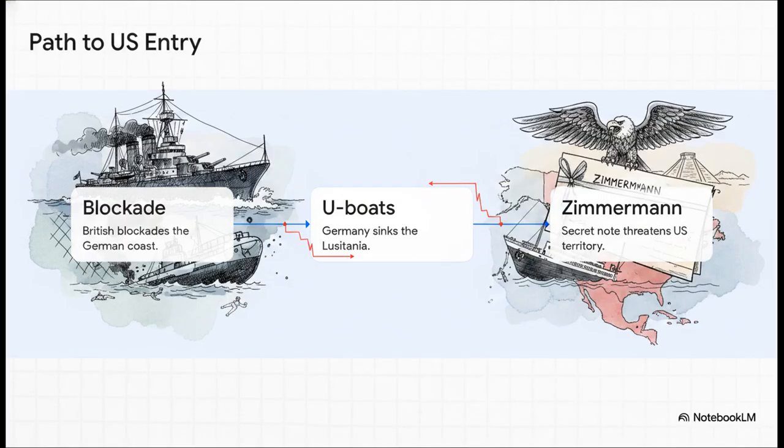Beyond the stagnant trenches, a sequential series of escalating provocations finally dragged the reluctant, neutral United States into the fray. First up, the British set up a massive naval blockade, severely restricting food to Germany. So Germany retaliates by unleashing a terrifying new weapon, the U-boat, famously sinking ships like the Lusitania, which killed 128 Americans. But the absolute final straw, the Zimmermann Note. This was a secret telegram where Germany literally proposed an alliance with Mexico to help them reclaim Texas, New Mexico, and Arizona. After that, the U.S. simply could no longer stay out.